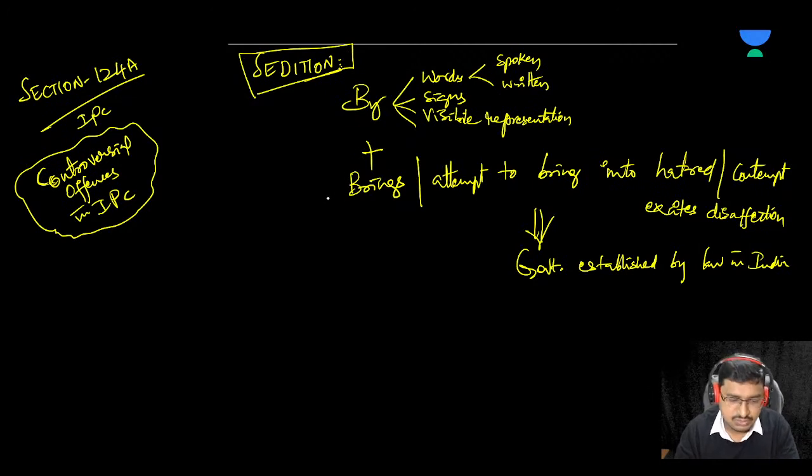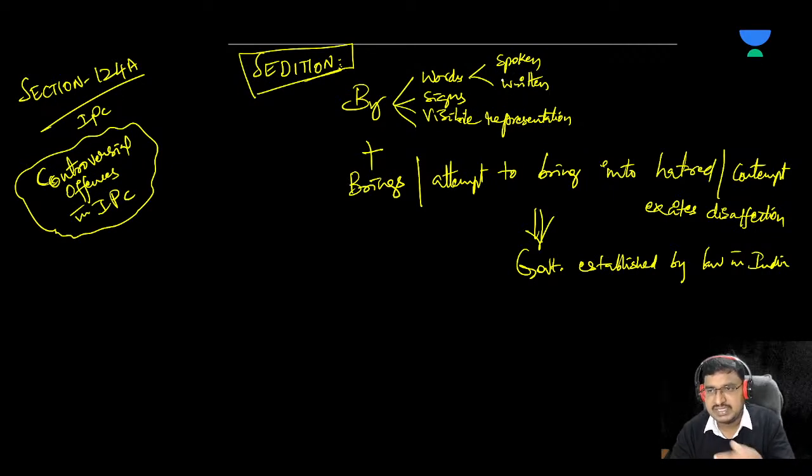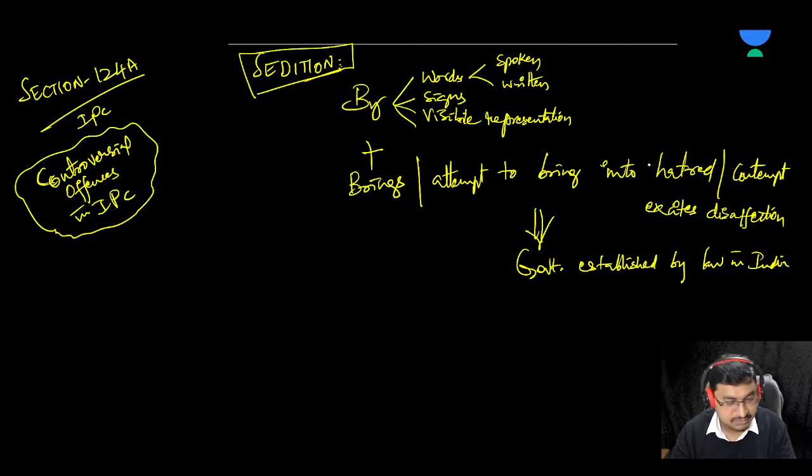Then the person who uses such words, signs or visible representation, whether making an oral statement or publishing a book or pamphlet, everything comes under the purview of this. Therefore whoever brings or attempts to bring any hatredness, contempt or excites disaffection towards the government or towards the government establishment by law in India shall be punishable. Here the explanation is also given under section 124A of IPC, friends. Let us see this explanation.